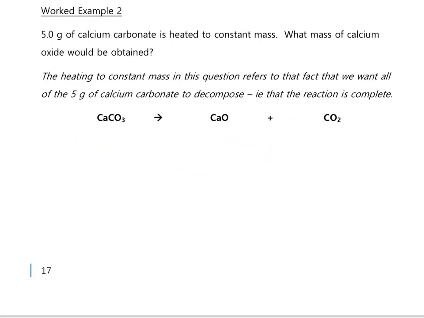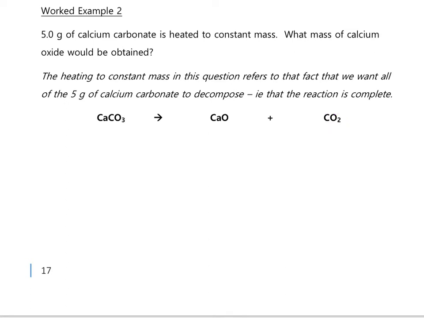Okay, so worked example 2 talks about calcium carbonate being heated to constant mass. You don't really need to worry about what that means. Essentially, you heat it until the mass doesn't change, and that's because you're going to be removing this carbon dioxide from the calcium carbonate molecule. So heating to constant mass just basically means that the reaction is over. So we can calculate our number of moles.